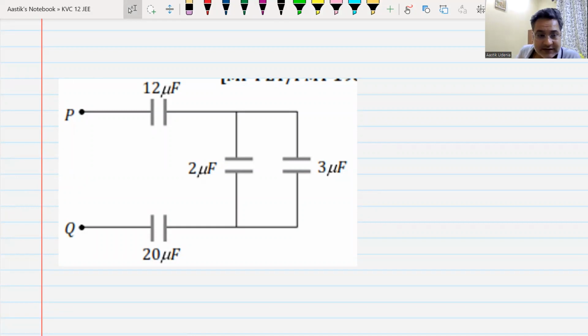The next one is this. Find the effective capacitance between P and Q.